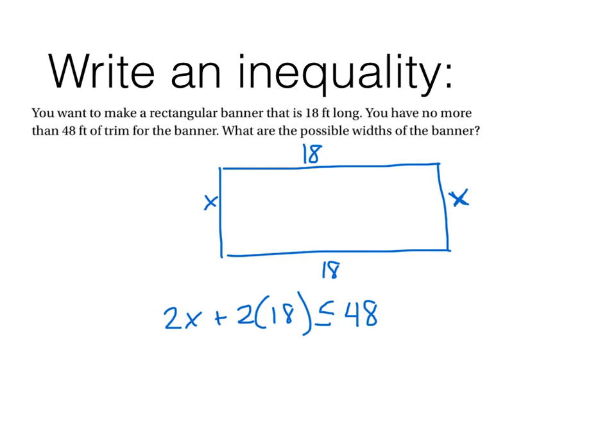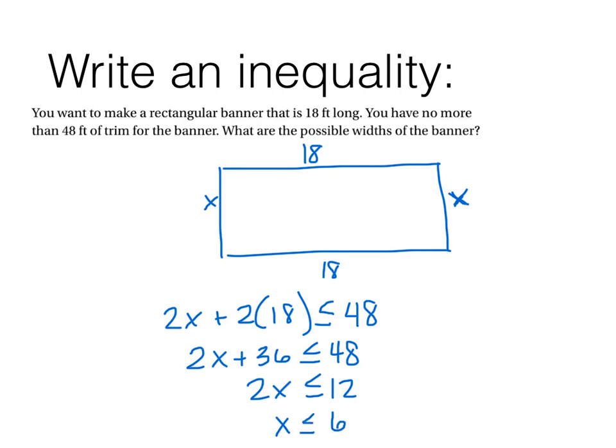Now I have my inequality I can solve. 2x plus 36 when I simplify. Subtracting 36 from each side, 2x is less than or equal to 12. Therefore, x is less than or equal to 6. Which means the width of your banner is no more than 6 feet.